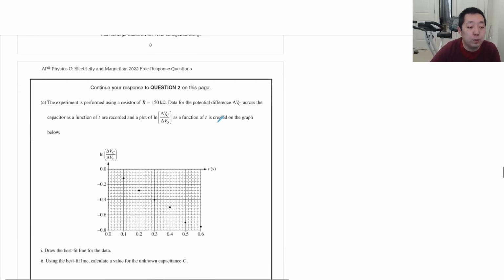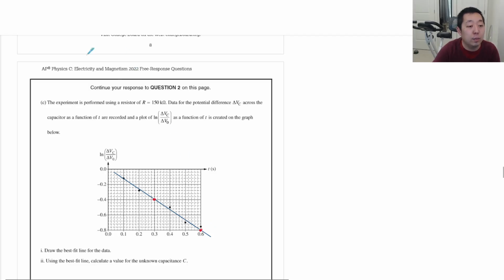The experiment is performed using a resistor R of 150 kilo ohms. Data for the potential difference across the capacitor as a function of time is recorded as this. So ln of this is below. Draw the best fit line for the data. So I'm going to draw a line. I'm going to make some adjustments to try to make it fit. Oh, that's not bad. That's pretty good. We'll leave it at that. Close enough. So we have this point here, and we'll pick this point over here, right?